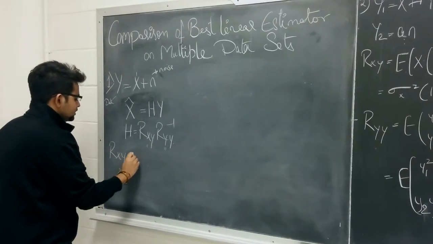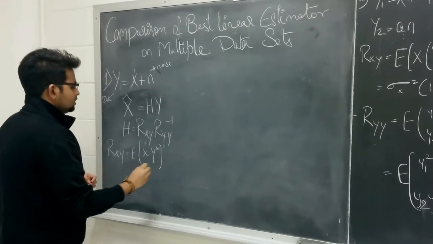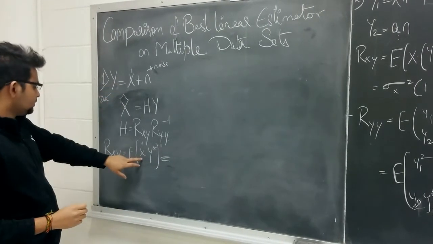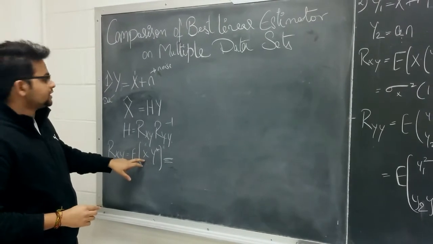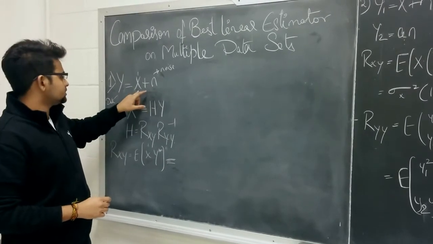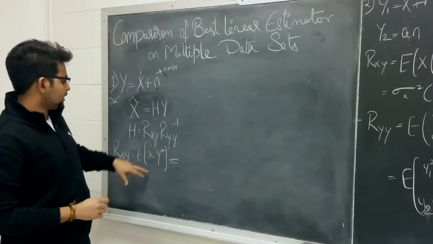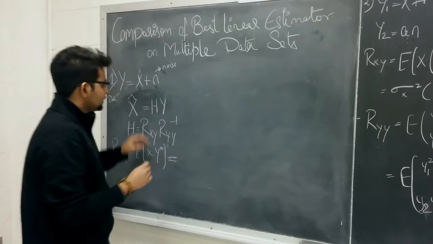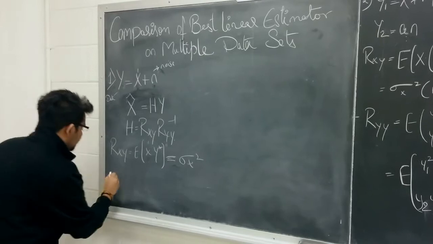Rxy is given as expected value of x into y star, which is the conjugate of the given data y. When we multiply x into x star plus n star, we get expected value of x into x star plus x into n star. The given data, the unknown signal, and the noise both are uncorrelated. So expected value of x into n star becomes 0. So we get the expected value of x square, which is equal to sigma x square.